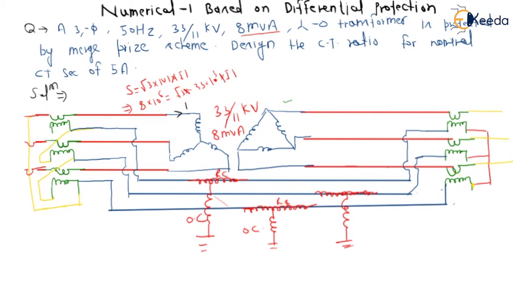On the secondary side, the voltage is reduced 3 times, so the current will increase 3 times. So this will be 420 ampere. This is the first basic rule, and we can calculate it from the formula root 3 into V into I. The value of S will be the same, only you have to put the value of V here, that is 11. So 420 ampere. This is not the problem.